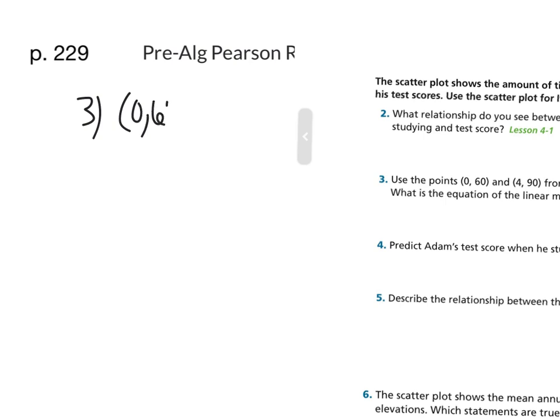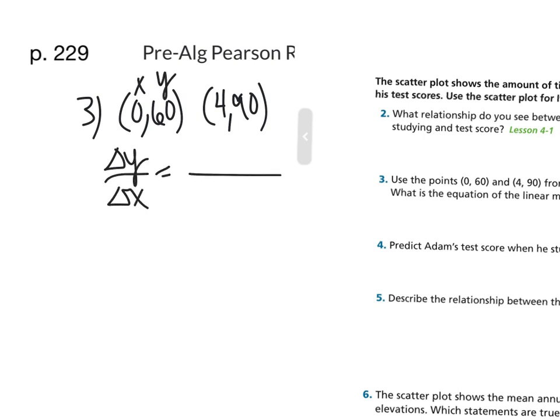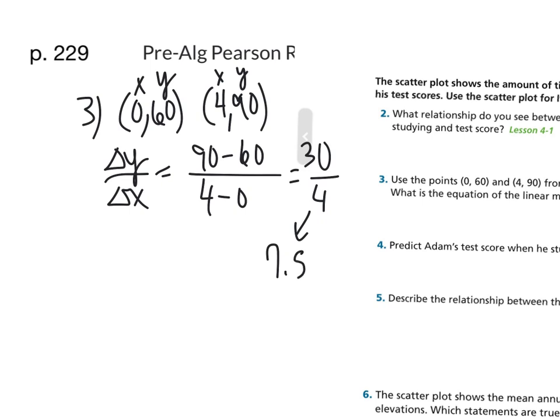So if we're going to find this equation, we need to find what our slope is. So slope is change in y over change in x. We could do 90 minus 60 over 4 minus 0. That'd be 30 divided by 4. If you divide that out, it would be 7.5. Or you could just reduce it down to 15 halves. So that's the slope of the line.